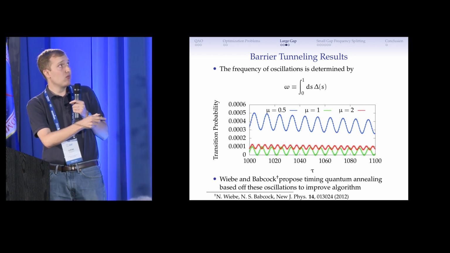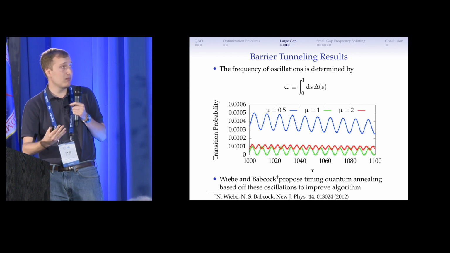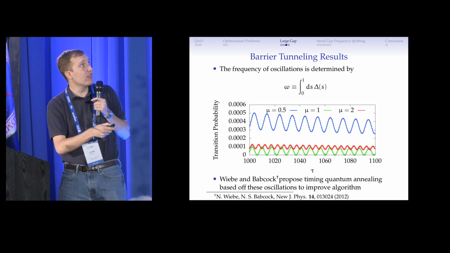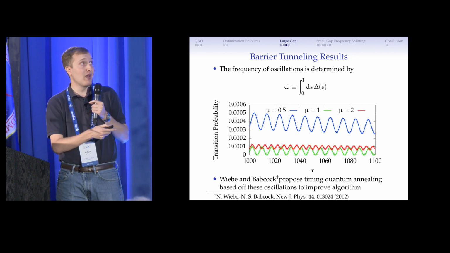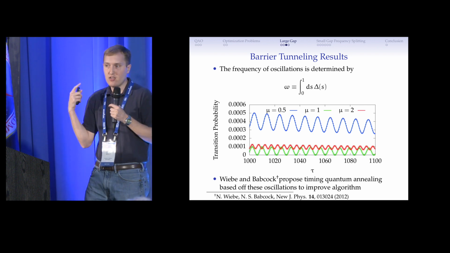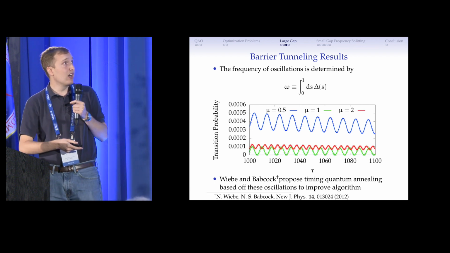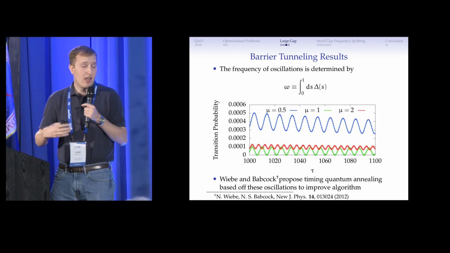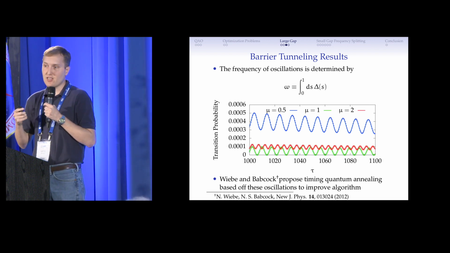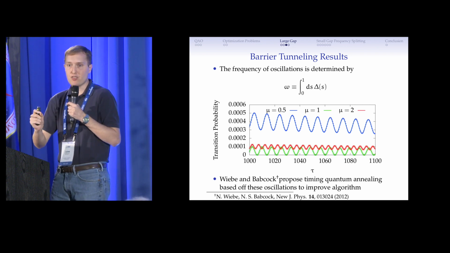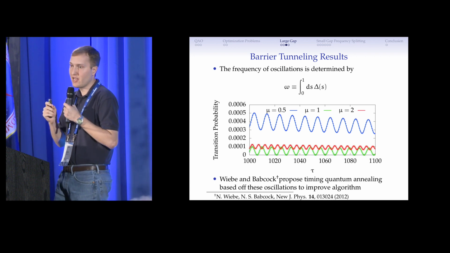In addition, we can fully determine this, so the solid lines are analytic approximations, and the dots on here are direct Schrodinger evolution data. And you can see that they mesh up exactly. So we're getting the frequency, the offset, the amplitudes, everything out of this. And Wiebe and Babcock have actually proposed using these oscillations as a way of timing your algorithm to specifically hit at appropriate times when the probability of transitioning out of the ground state is low.